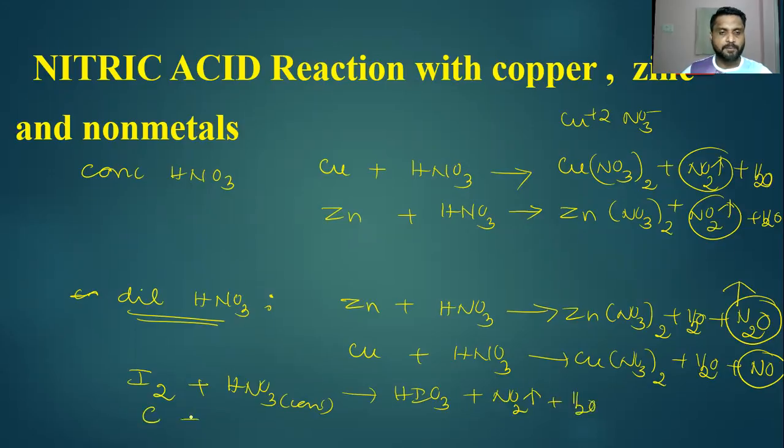Suppose I make use of carbon. Carbon reacts with concentrated nitric acid. So carbon is getting oxidized to give carbon dioxide, water molecule H2O, and nitrogen dioxide. Remember, whenever we have concentrated nitric acid, nitrogen dioxide is evolved. Clear? Okay, now we'll proceed to the next reaction.